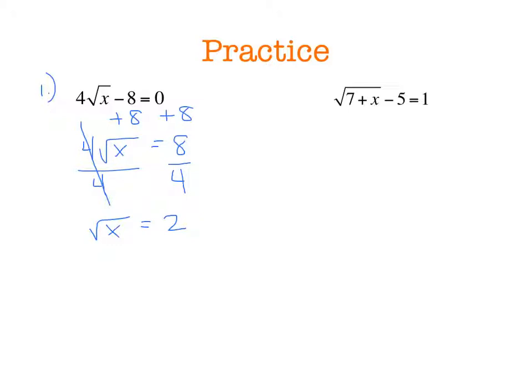Now, our step 2 is to square both sides, and this gives us just x on the left side and 4 on the right. And there's no more solving that needs to happen here, so x equals 4 is your final answer. Now pause the video and try example problem number 2 on your own.